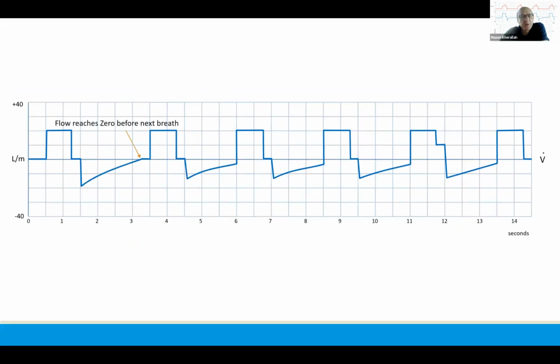In this example here, you will see that the flow goes up to 0 before the next breath. But in this breath here, the flow fails to reach 0. Another breath has taken place before the lung has had a chance to empty completely. And that's how you generate auto-PEEP, or dynamic hyperinflation, and you have air trapped volume.